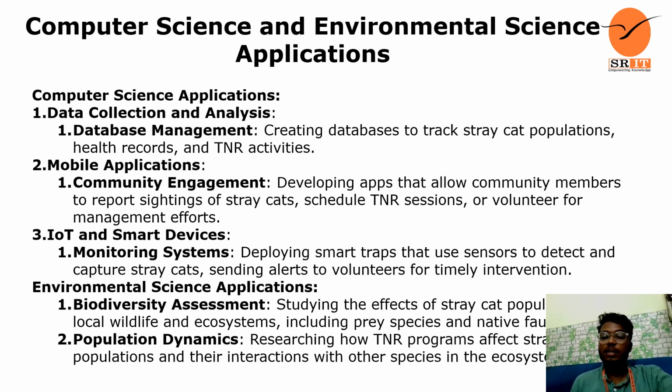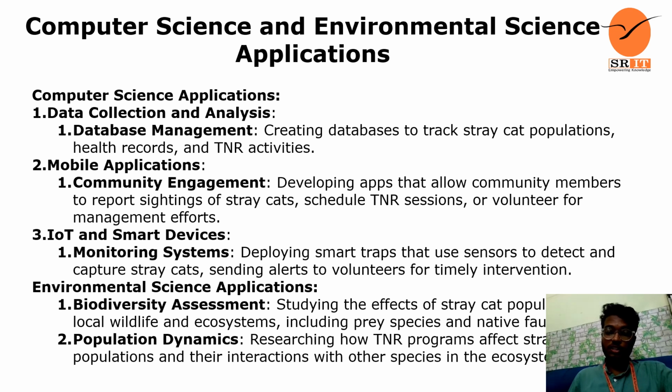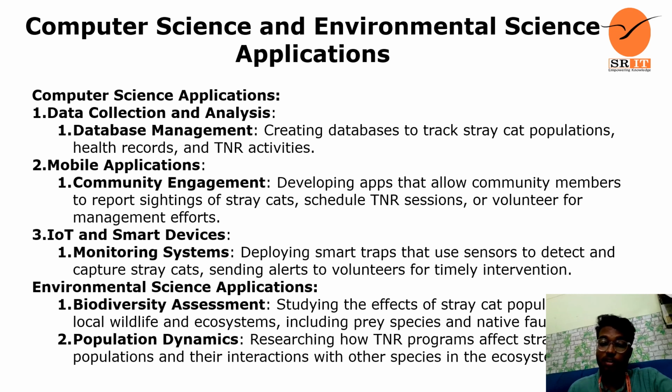Coming to the environmental science applications, the first application is biodiversity assessment. Studying the effects of stray cat populations on local wildlife and ecosystems, including prey species and native fauna and flora. During the control of the stray cat population, we study the biodiversity: what kinds of places they live in, the gestation period, how many babies they have, and the lifespan of the stray cats. All of this is learned under this environmental application. And population dynamics will ultimately tell us the population dynamics before and after the TNR policy.